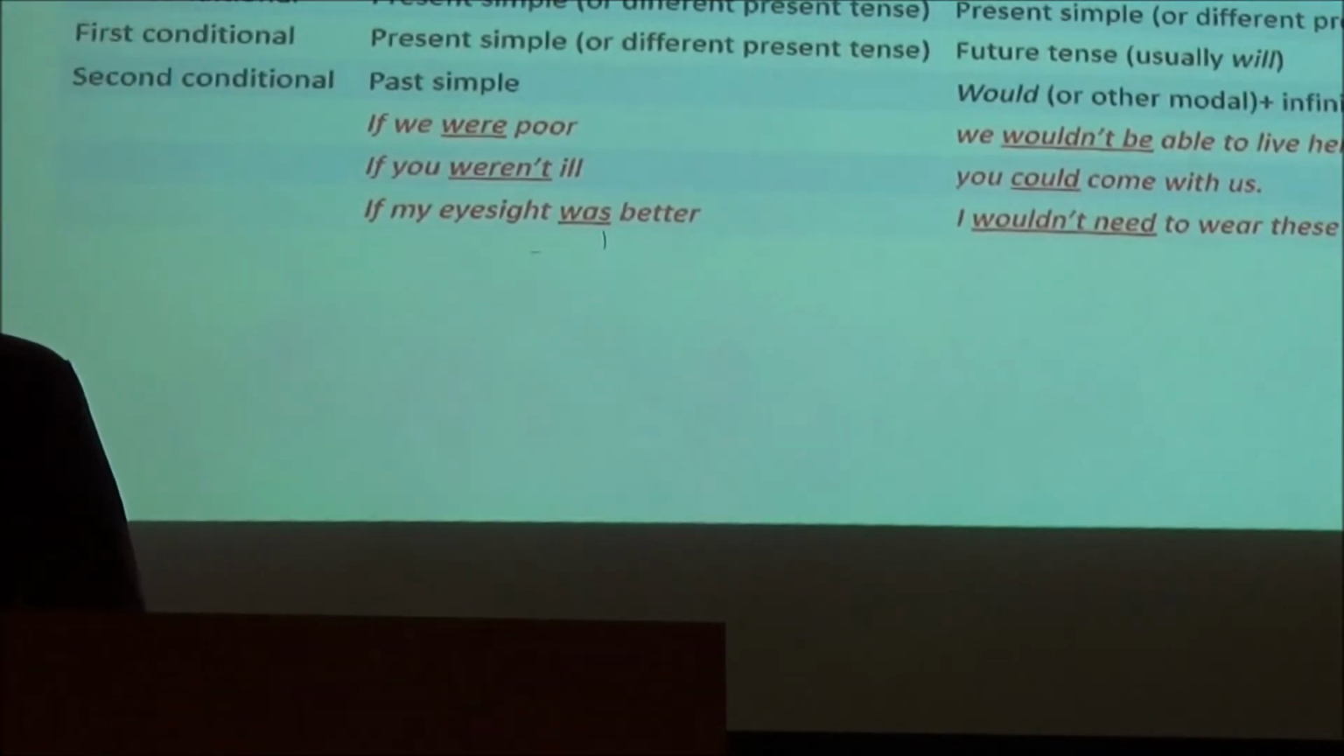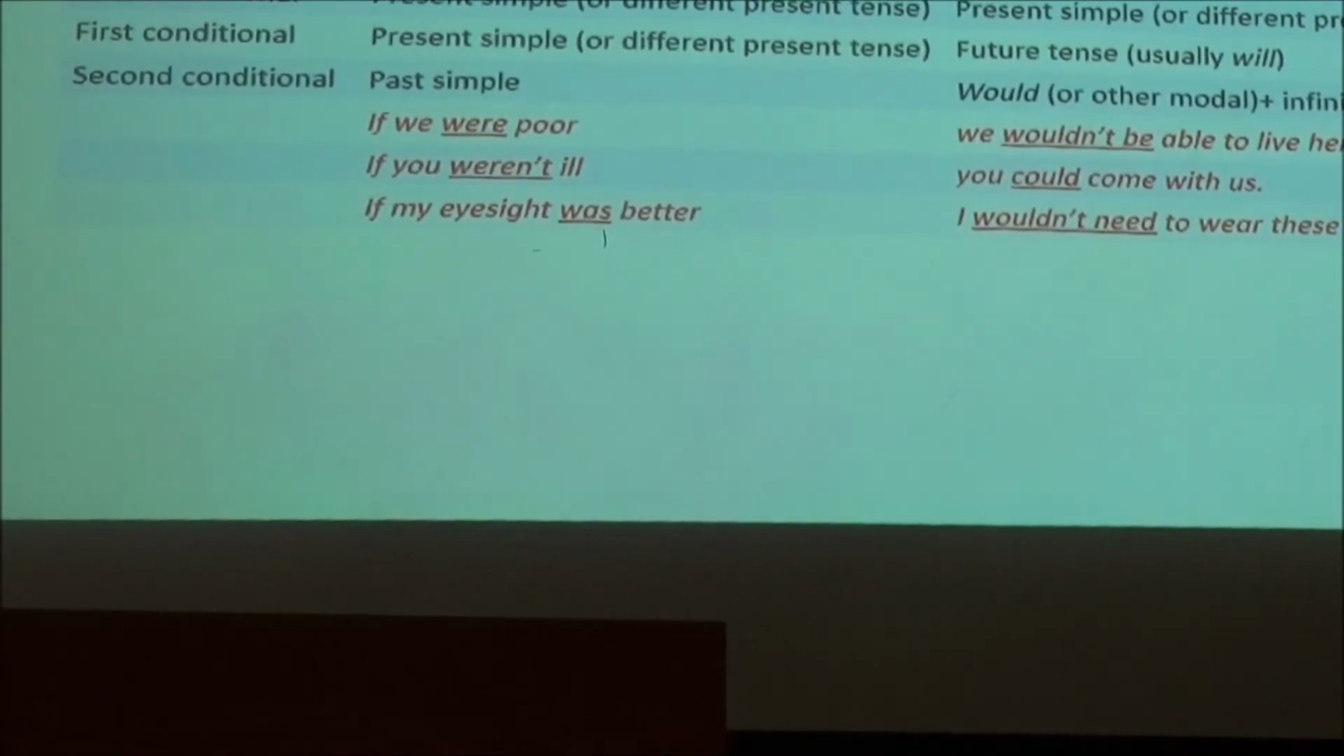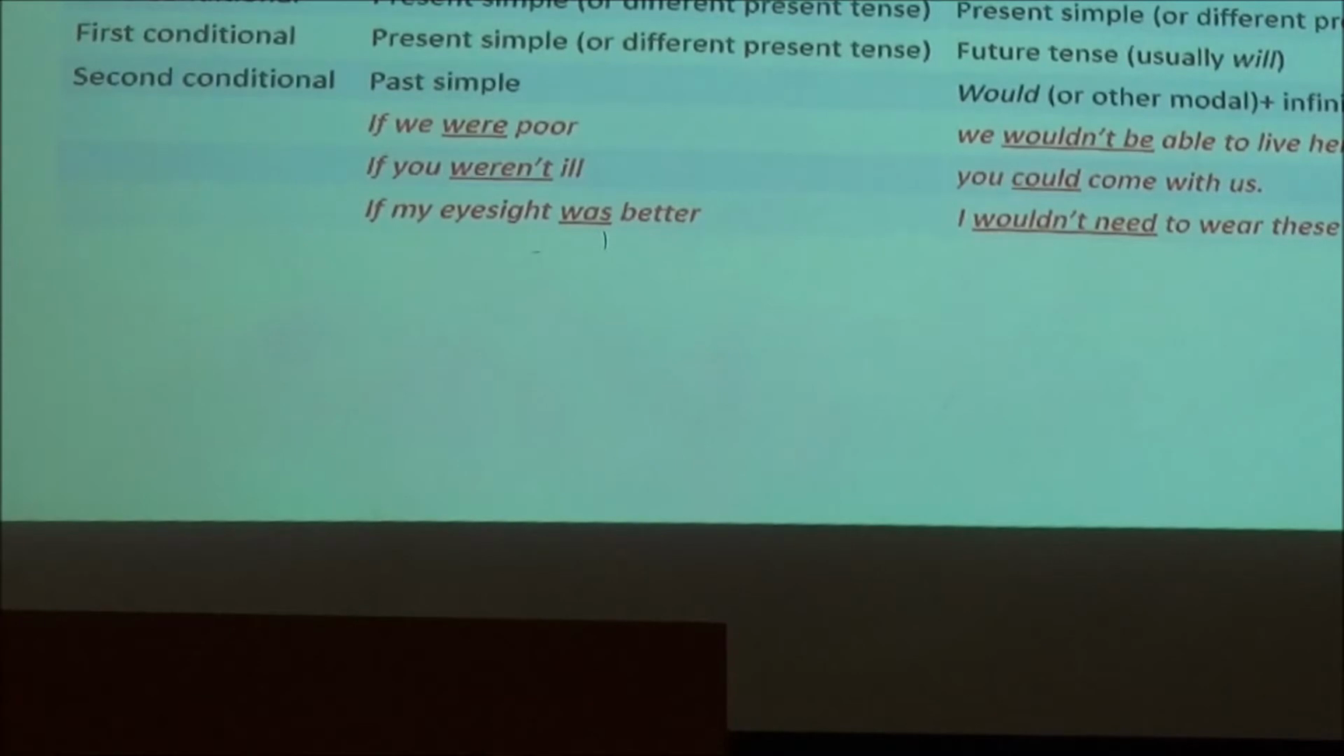And this describes a situation which is not possible, but unlikely. It's not impossible, but it's unlikely. Why? Because the present situation is different. For example, if we were poor, we wouldn't be able to live here. If we were poor, we wouldn't be able to live here. We wouldn't be able to live here is not something which is going to happen, you hope, because you're rich.